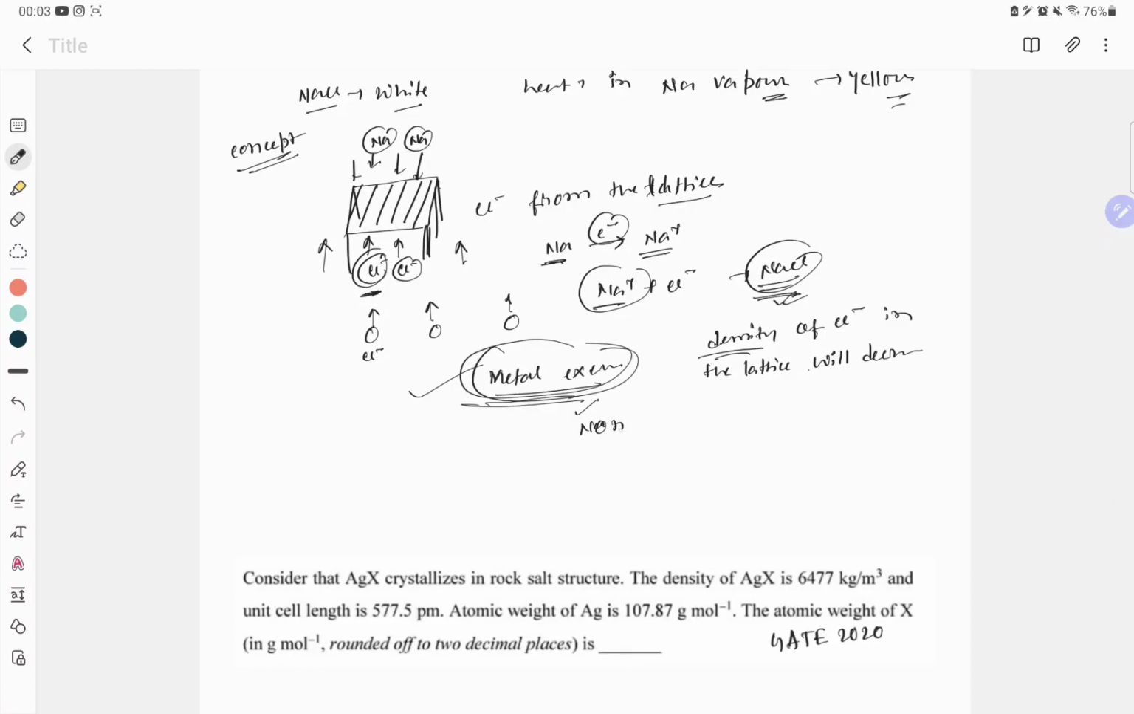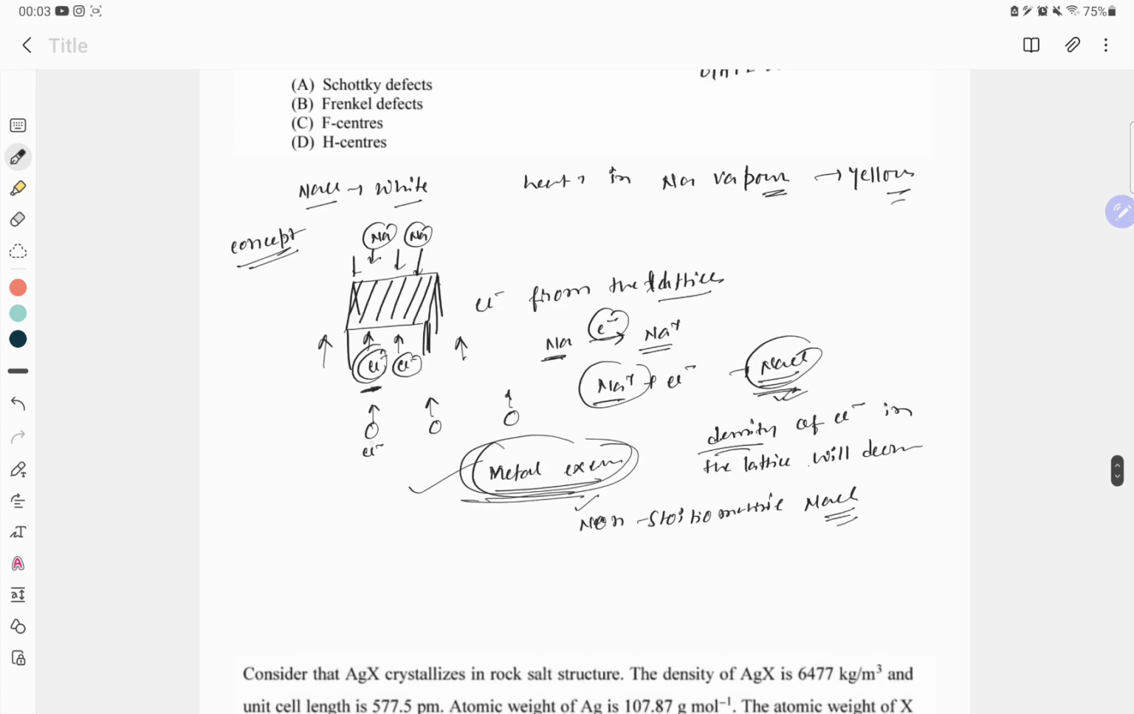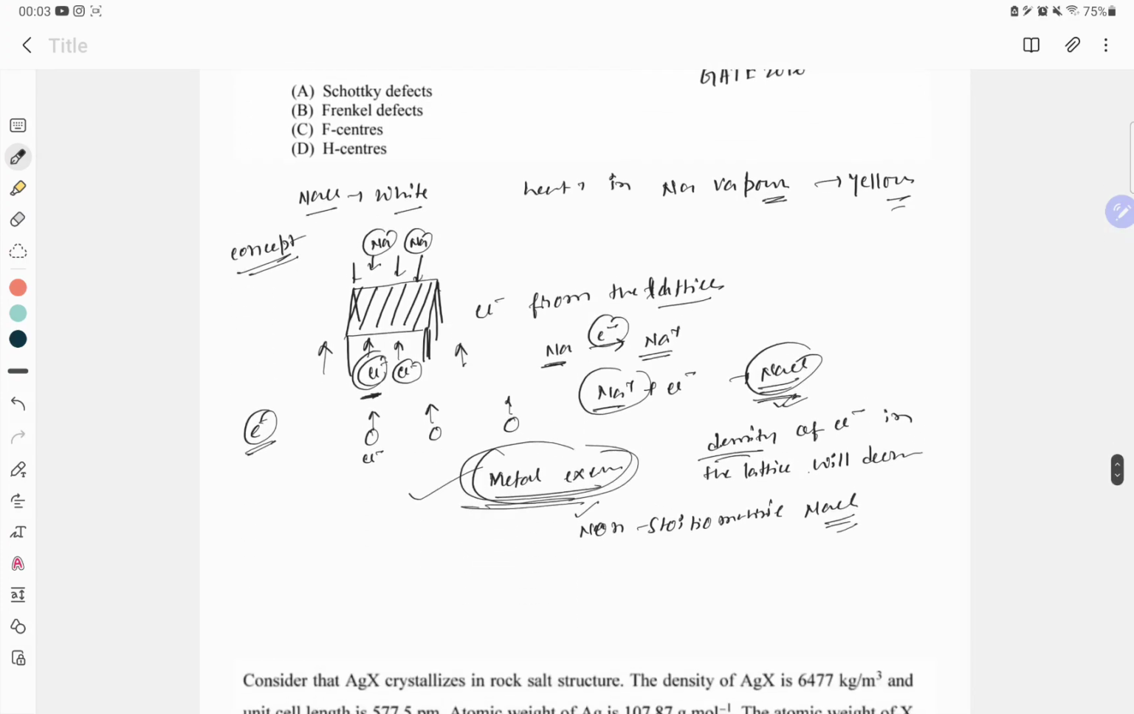initial stoichiometric NaCl. Okay, so now what is happening? Now these electrons that occupied the vacant space of Cl minus actually absorb energy from the heat, and go from ground state to excited state. So it will absorb some energy to go from ground state to excited state.